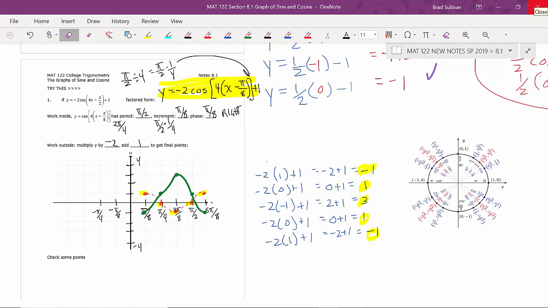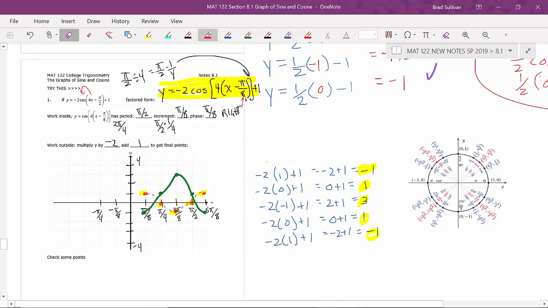This is what you should have come up with. I'll talk through it real quick, see how you did. First of all, this is your factored form. So you're pulling the 4 out. And to figure out that pi over 8, you're taking pi over 2 divided by 4. So it's pi over 2 times a fourth. That gives pi over 8. So you have your factored form. The period would be 2 pi over 4. There's your b value. So that's pi over 2. The increment is the pi over 2, the period, times a fourth. So that's pi over 8. And then the phase shift is that number there.